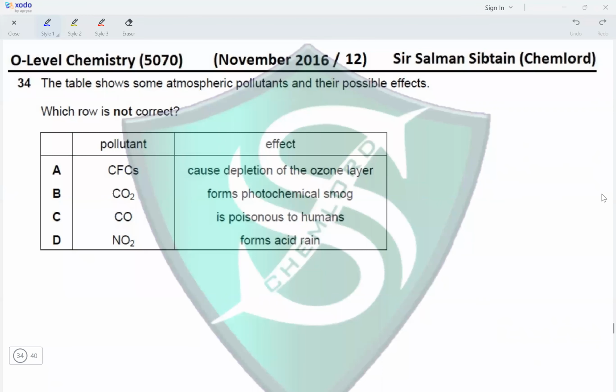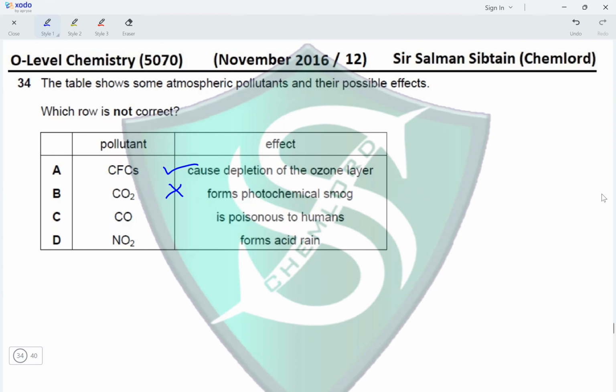Question 34. The table shows some atmospheric pollutants and their possible effects. Which row is not correct? CFCs cause depletion of the ozone layer. This is correct. CO2 forms photochemical smog. No, CO2 is not a contributor to photochemical smog. It is a greenhouse gas. So this effect of CO2 is incorrect.